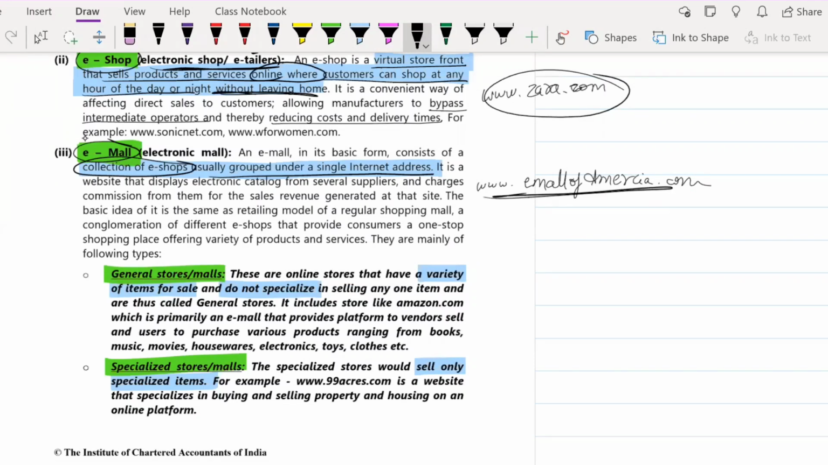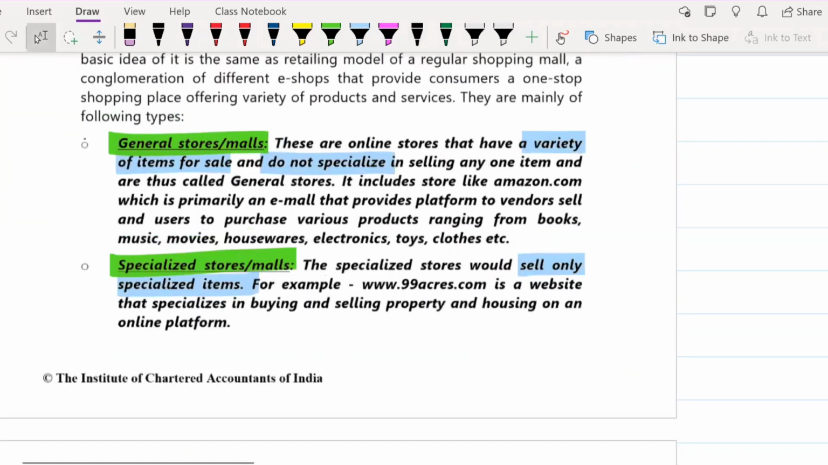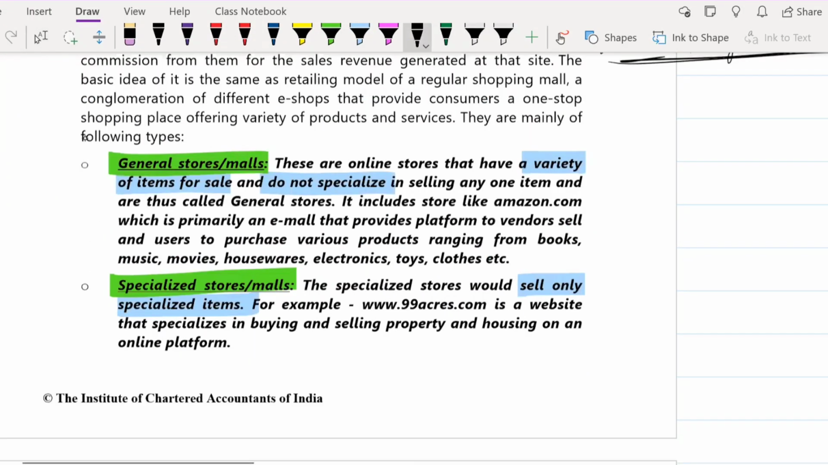In that website, you will see different kinds of shops, e-shops, which are grouped under it, and you can go into each store and try to buy. Like when you go to a mall offline, you get the same experience online also. So there are two types of e-malls: one is general e-mall and the other is specialized e-mall.